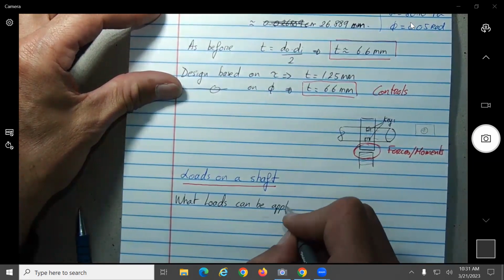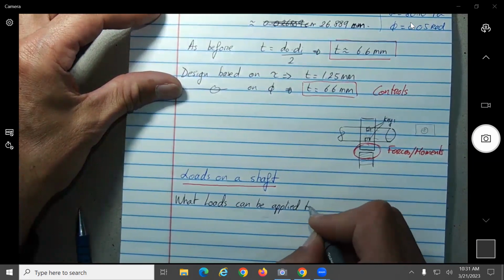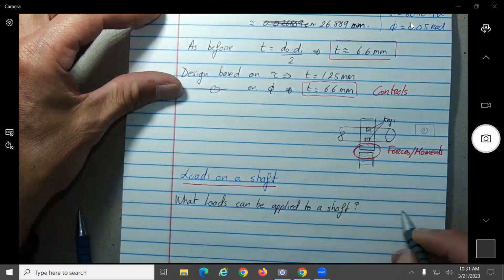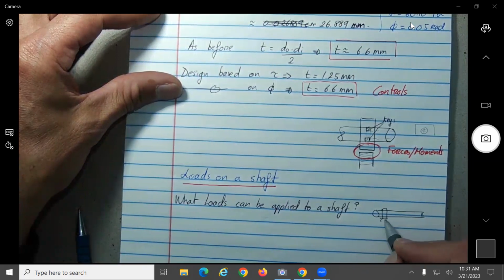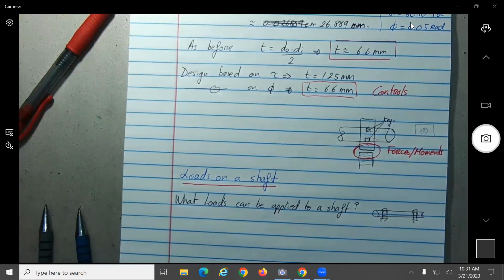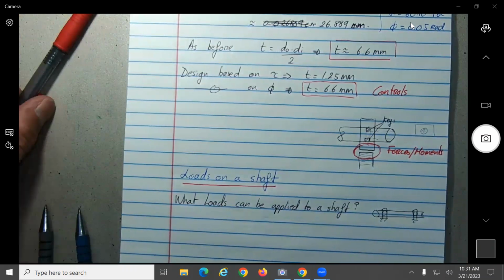Can be applied to a shaft. And let's say we have a shaft over here that is supported on one end by the pole, and so it's rotating between these two. What type of loads can be subjected to this?